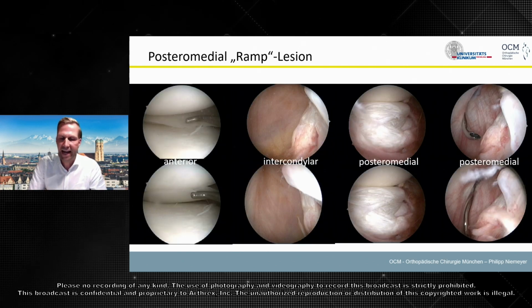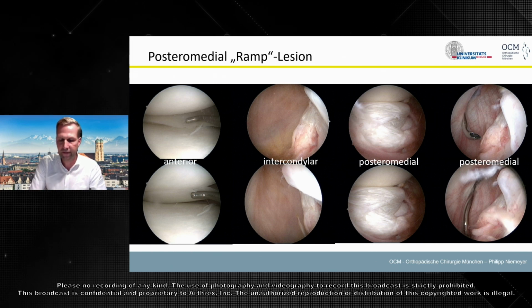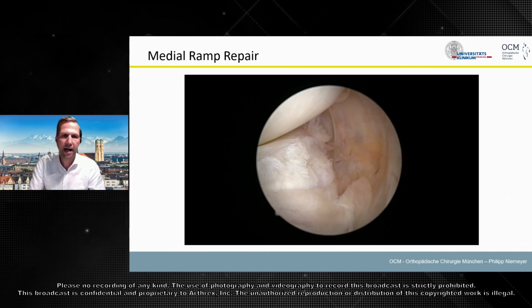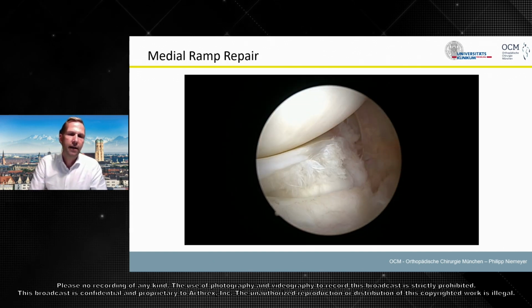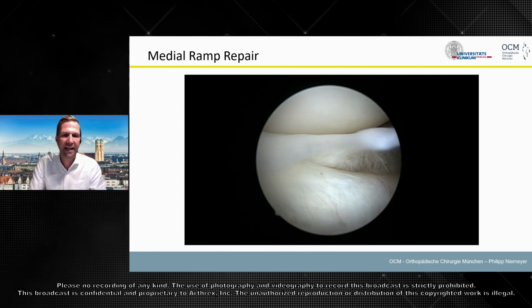So what we do in any acute ACL injury is have a look in this intercondylar notch view in order to visualize the posterior medial ramp. I personally believe this is also really important in the chronic ACL deficient knees. And you should also use a standard view to visualize the posterior medial compartment in these knees. And what I want to end up with is just to show this ramp repair technique at the end.